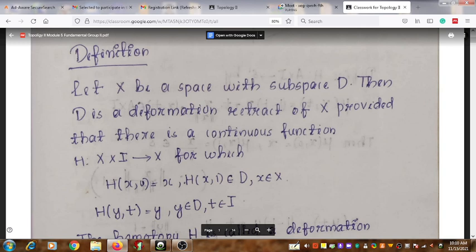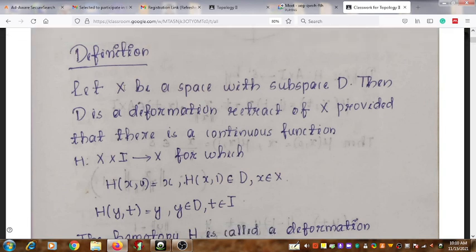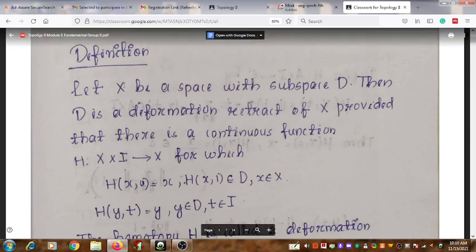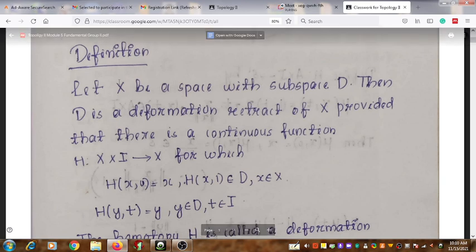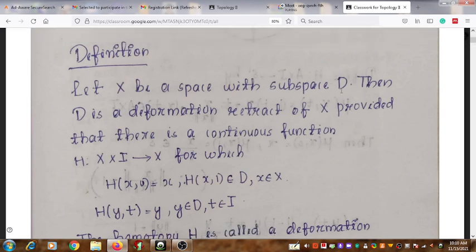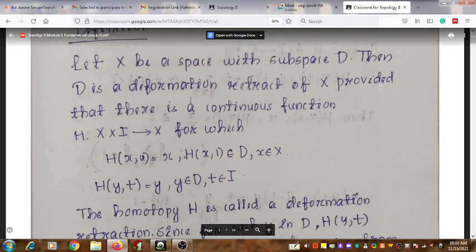For that we require a topological space. Here we are going to take X as the topological space. So let us take a topological space X with a subspace. That subspace here will be denoted by D. So we want a space X, and we also want a subspace which is denoted by D. Then we will call D a deformation retract of X.